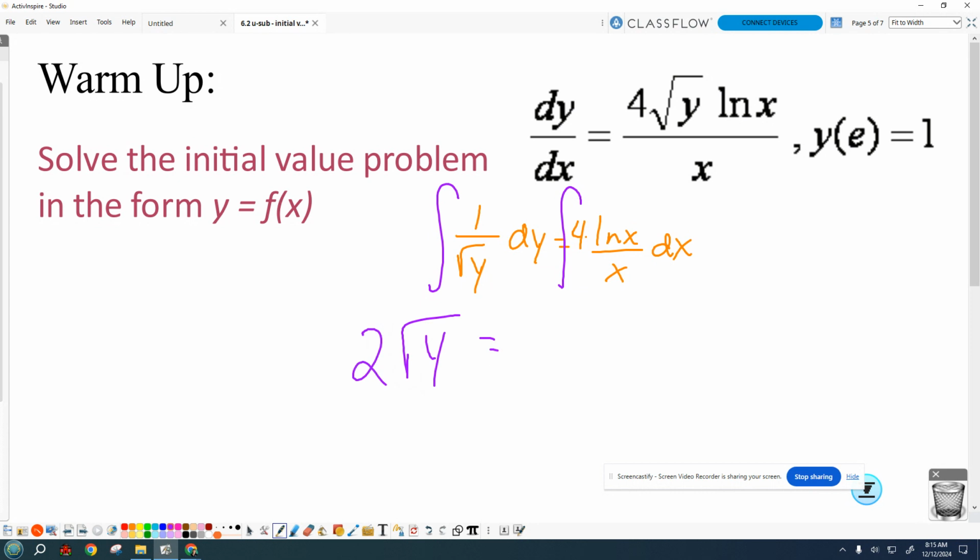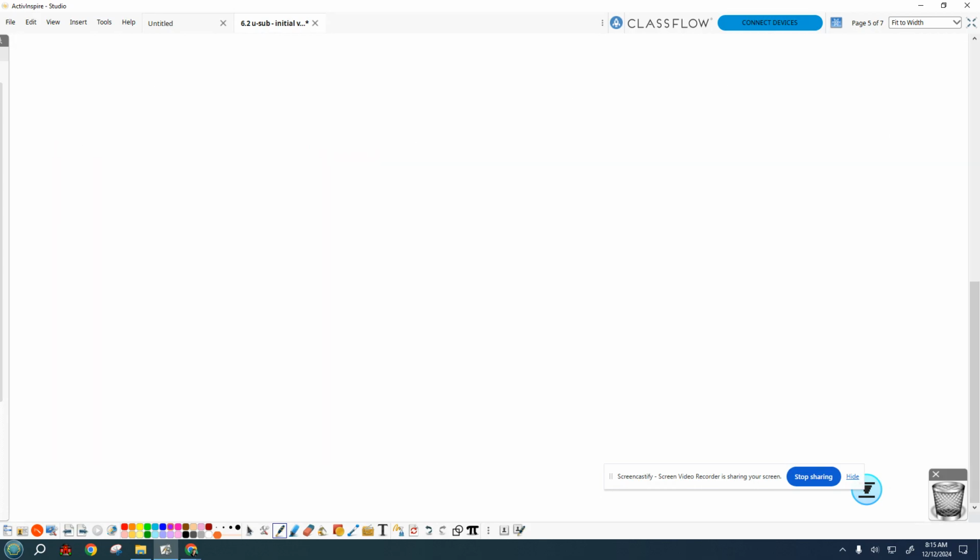Okay. The other side, I probably need some u substitution. What is your suggestion of the u value? Natural log x. Perfect. Okay, so substituting out, I haven't done the integration yet. I'm going to put the 4 on the outside. U du.